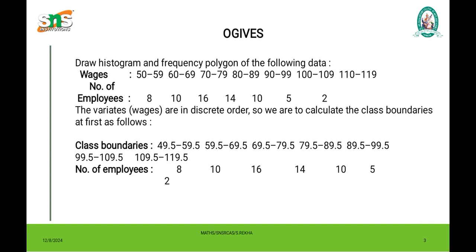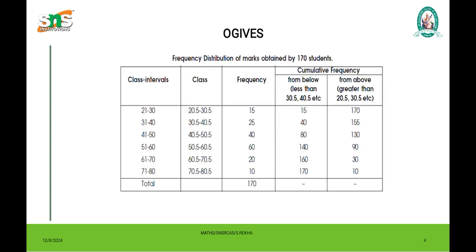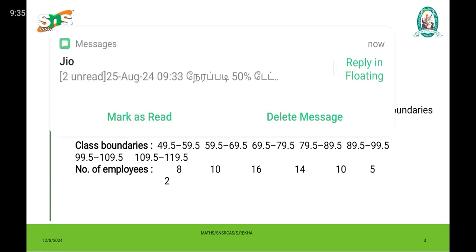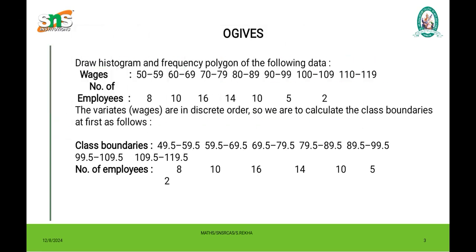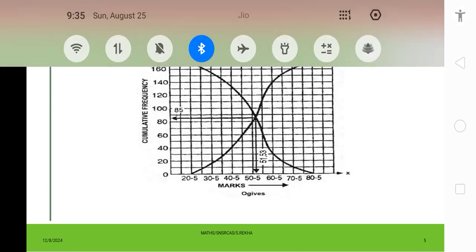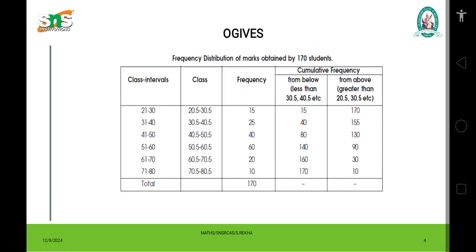So let us see one example problem. Draw the histogram and frequency polygon for the data. How to calculate the less than ogive for this problem? Here you can draw the ogives for this problem also. Similarly 50 to 59, 60 to 69 we can consider as 49.5, 59.5 as in the previous histogram and frequency polygon. Now we can see the ogives. So how to calculate the ogives?